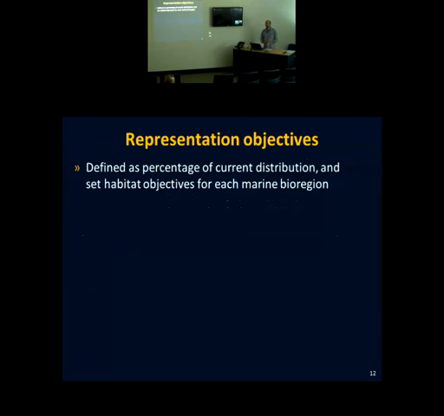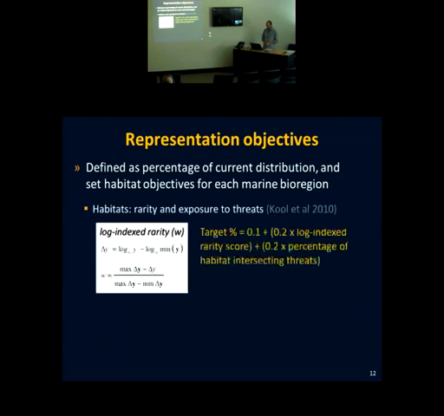So this broad goal of representation had then to be translated into quantitative objectives. And the way we did this is we defined a percentage of the current distribution of these conservation features and set habitat or species targets that were relevant to the ecology of the species, but that were also individually assigned to each of the bioregions. This allowed for replication, which is one of the general principles to address, for example, climate change.